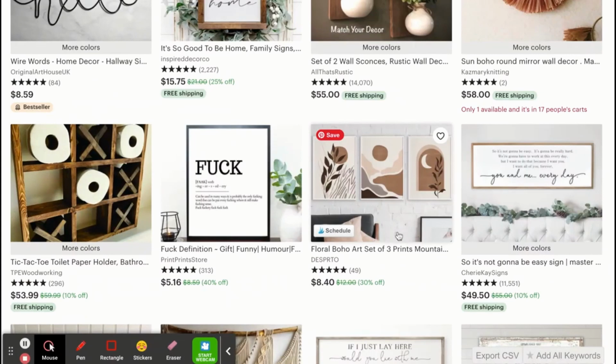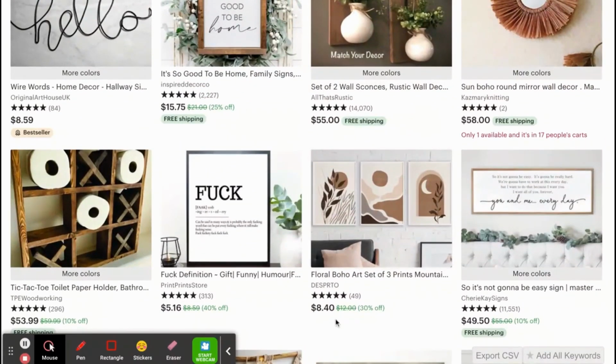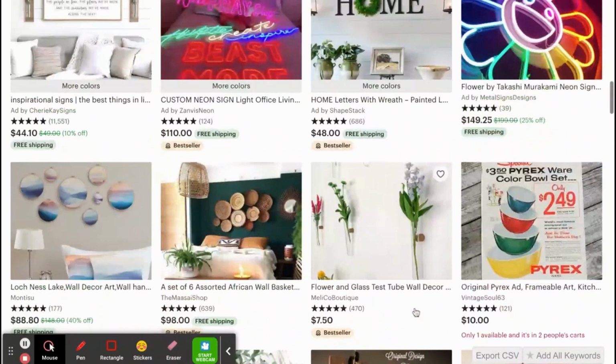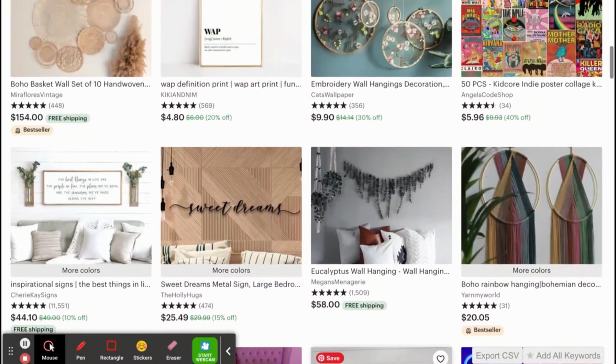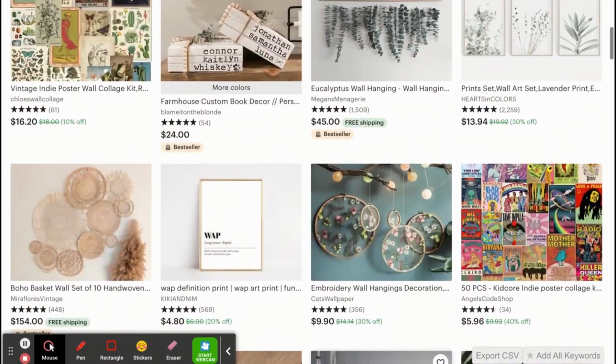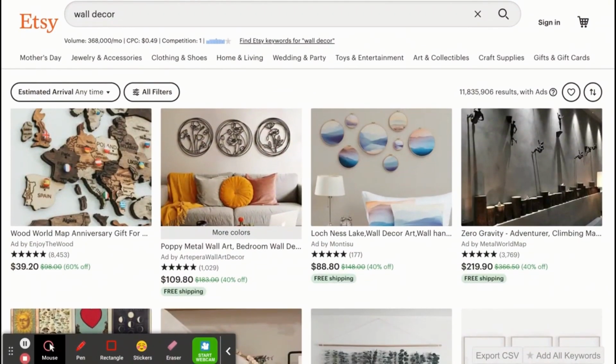And I'm starting to see a lot of boho themes, so maybe some boho wall decor might be something that I could sell. Although this is fairly low priced, I could see what type of items are trending or what type of items are selling well under boho wall decor or boho decor items. So those are some ideas that I'm getting from Etsy. So I'm going to move over to Amazon and see how I can do further analysis on Amazon.